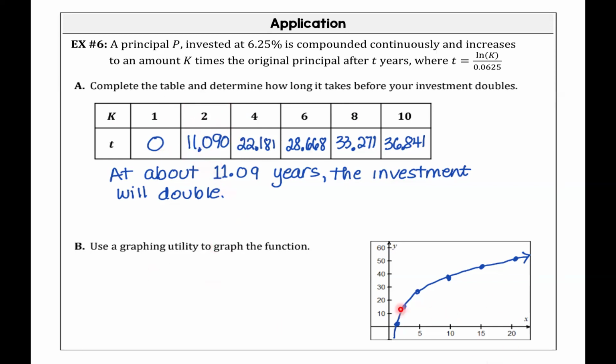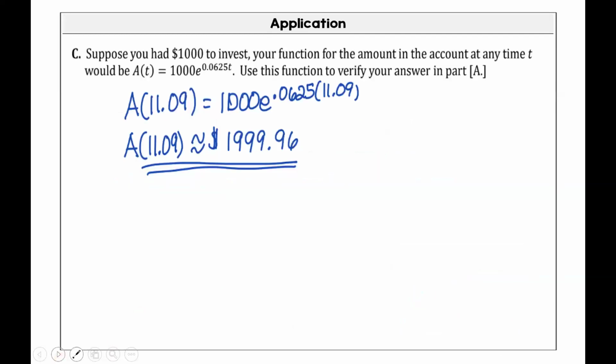So then we would create a graph using our graphing utility again, because this would be a calculator problem. And now it says, suppose you had $1,000 to invest. Your function for the amount in the account at any time t would be A of t equals 1,000 e to the 0.0625t. Use the function to verify your answer in part A. Okay. So it's telling me that if I had $1,000 to invest and I want to double that investment, it takes about 11 years, 11.09 years.